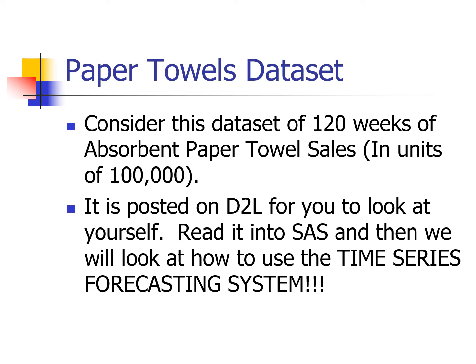So it's 120 weeks. So what would that be? That'd be a little bit more than 2 years of sales of some anonymous paper towel, and it's in units of hundreds of thousands. So I'll post a data set. It's an Excel file. The way the Excel file is set up, it just has a Y variable. There's no time variable in it, which we'll see is not that big a deal. We'll see how to work around that.